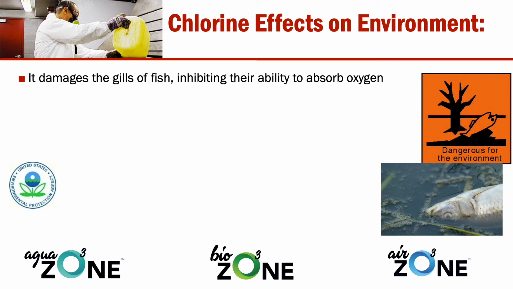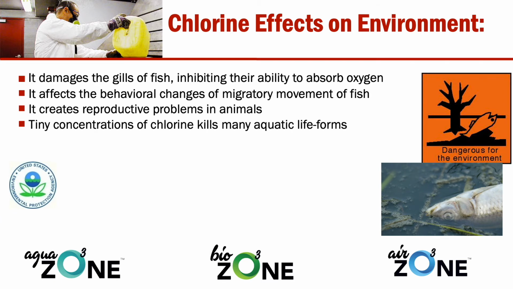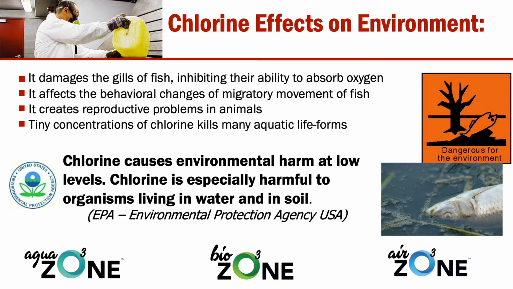Chlorine's effect on the environment. It damages the gills of fish, inhibiting their ability to absorb oxygen. It affects the behavioral changes of migratory movement of fish. It creates reproductive problems in animals. Tiny concentrations of chlorine kill many, many aquatic life forms. Chlorine causes environmental harm at low levels. Chlorine is especially harmful to organisms living in water and in soil.